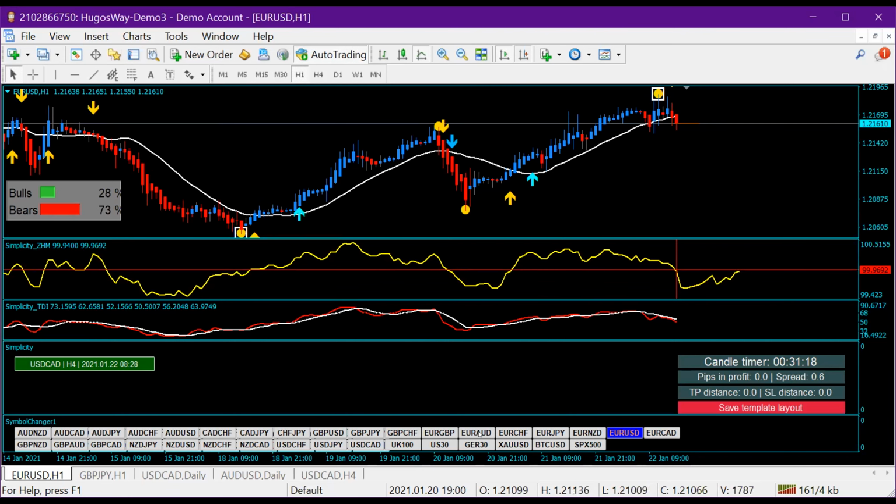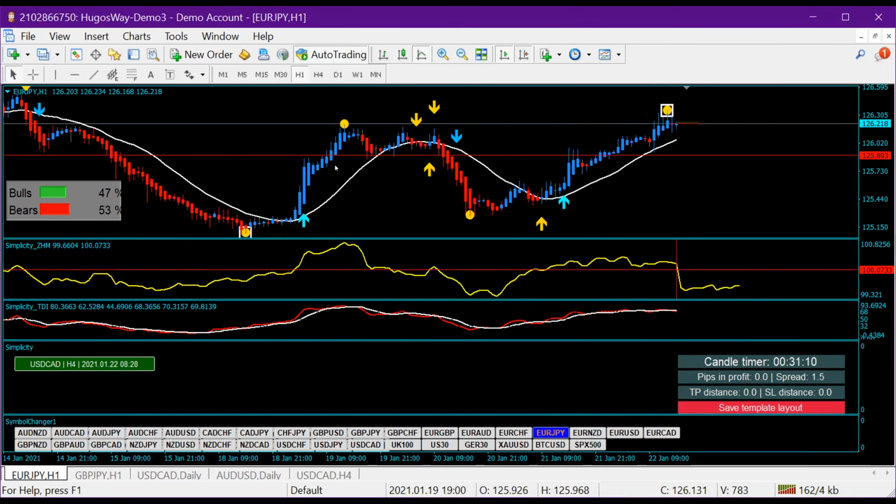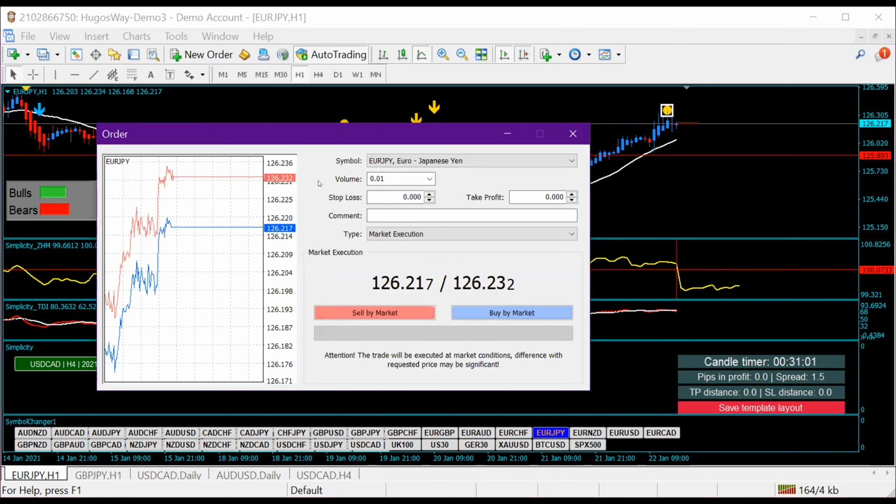Okay. So if you were on the wrong pair, you would simply click on the symbol changer and it will give you that particular chart that you're looking for, whichever one it may be. All right. So again, you come up here to new order. We are now in the Euro JPY pair.